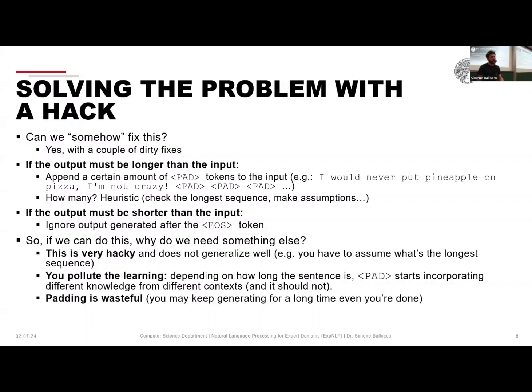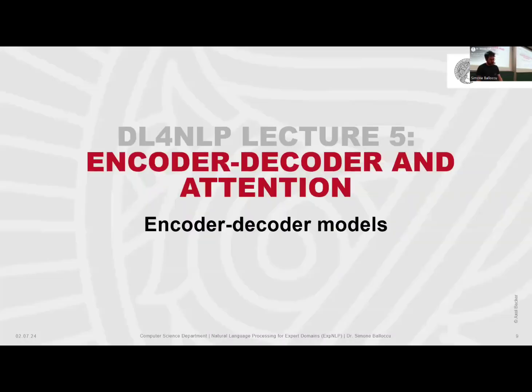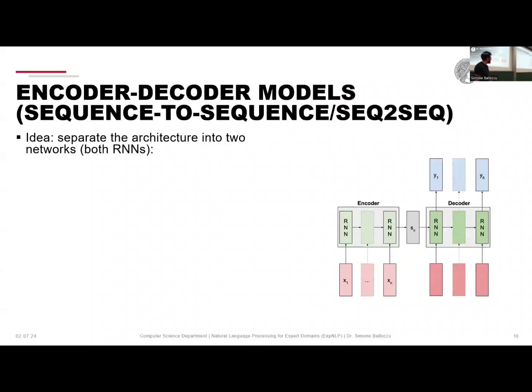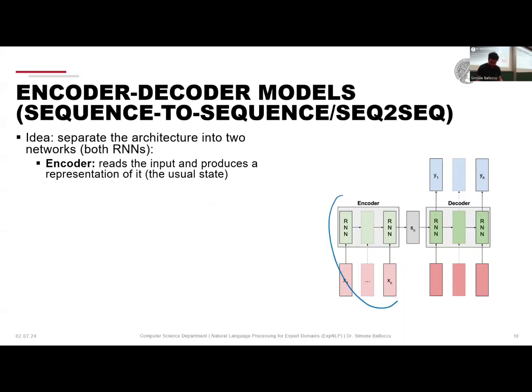We can do some dirty fixes, but it's better to do something a bit cleaner, which just solves the problem. Good news, we can with the encoder-decoder. So this is the encoder-decoder, and the idea is that now you have not one but two RNNs. One is called the encoder, and what the encoder does is read the input and produce its usual states, okay? And then you have a decoder.